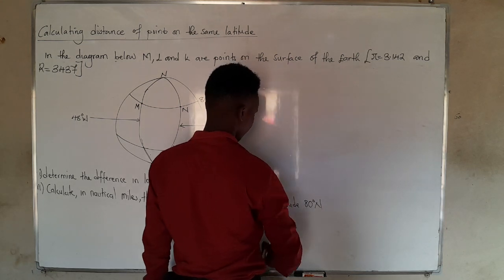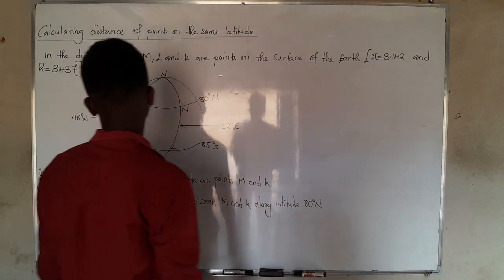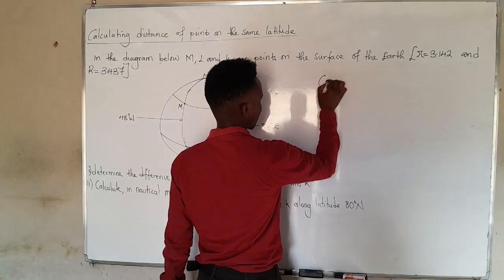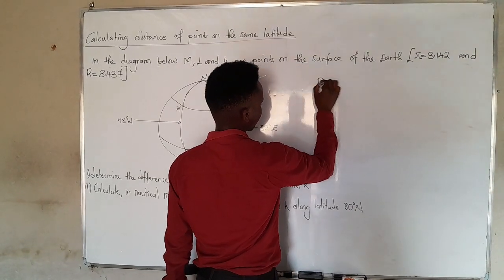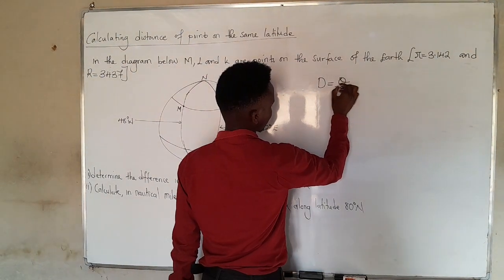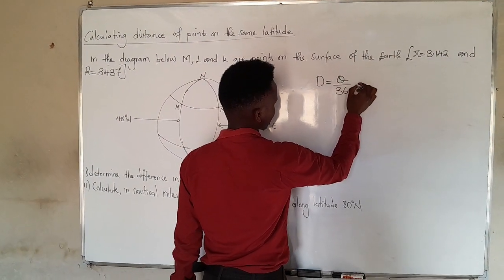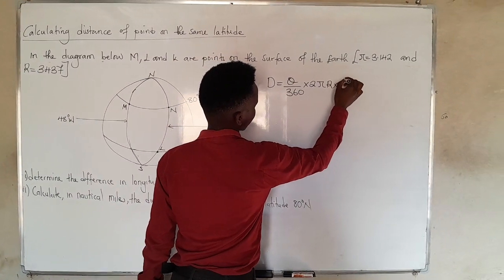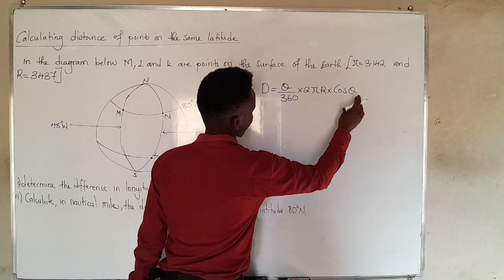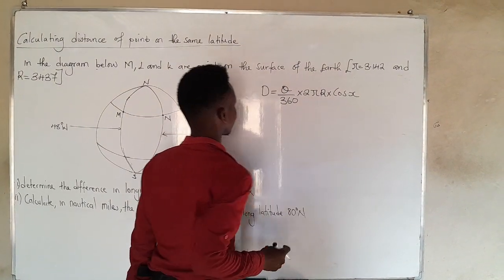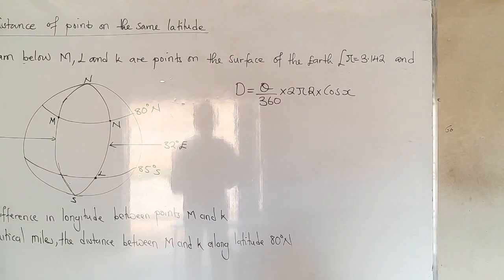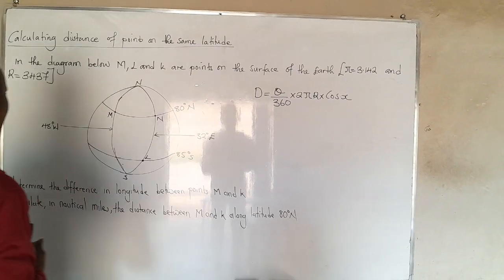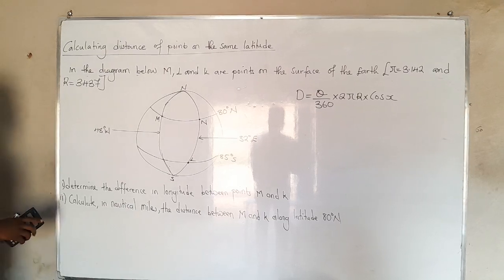How do we calculate distances when we are looking at points that are lying on the same line of latitude? So our formula that we use is distance is equal to theta over 360 times 2 pi r times cos theta, or we say cos x there, right? So we can say yes, cos x. Right, so how do we now use this formula to calculate the distance?